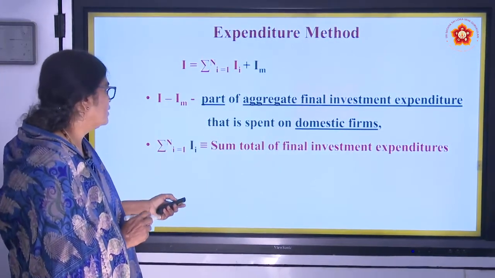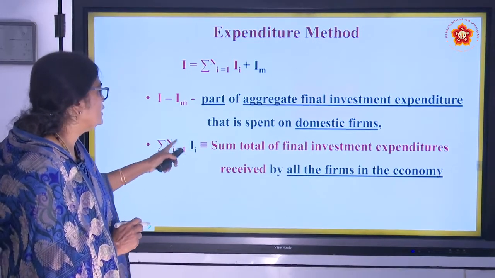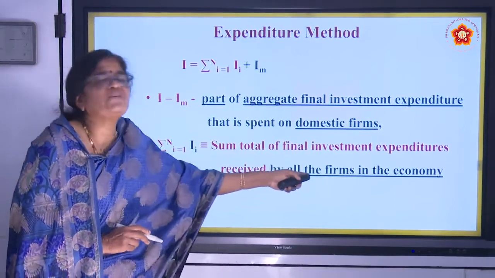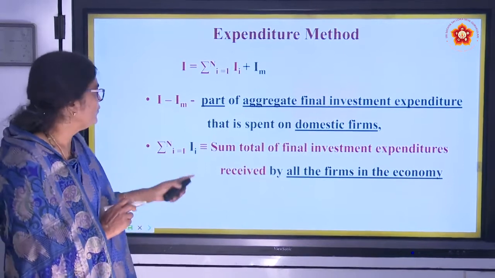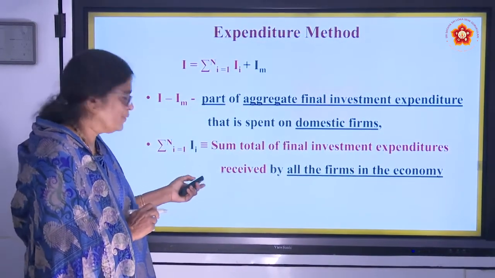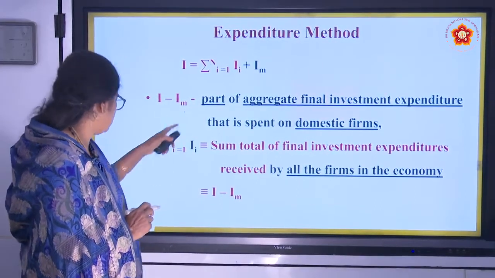Therefore, this summation of Ii from i equal to 1 to N gives us the sum total of final expenditures received by all the firms in the economy. That expenditure is nothing but income for the firms in the economy, and it is denoted by I minus IM.